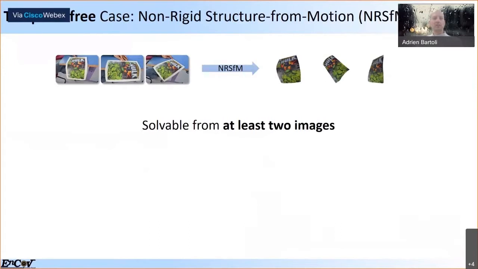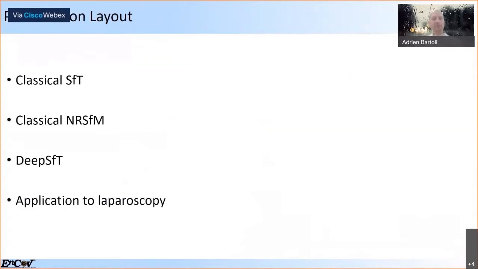And we have been able to prove that it's solvable from at least two images, even though with two images only, we still have ambiguities that remain, but there are discrete ambiguities in the general case, and I will give you some details about it. This is not a technology nowadays, but the research is quite advanced and there are solid theoretical results on what we can obtain from several images.